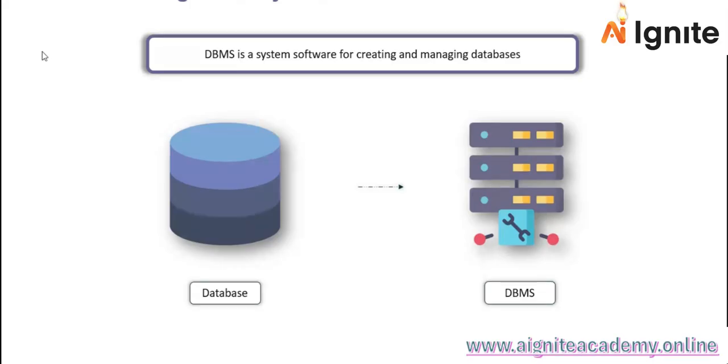Now, the modern databases are managed using something known as a database management system. So, a database management system, or DBMS, is basically a system software for creating and managing databases. So, the DBMS provides users and programmers with a systematic way to create, retrieve, update, and manage data.